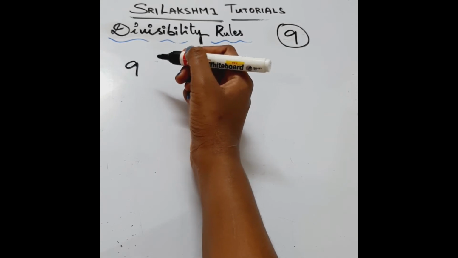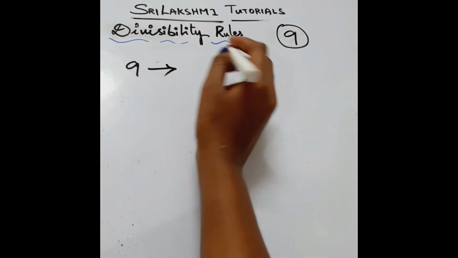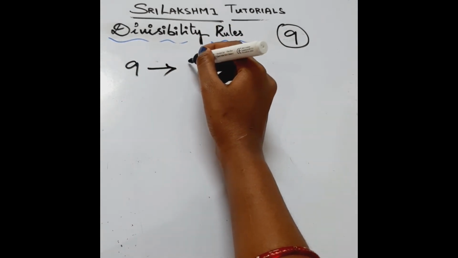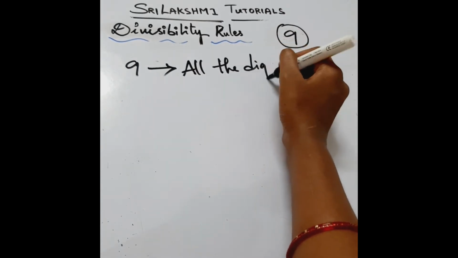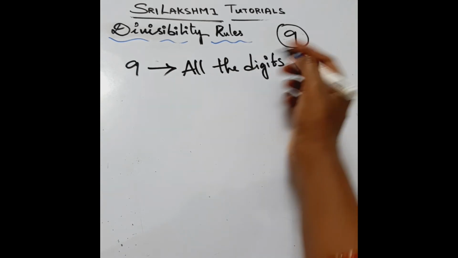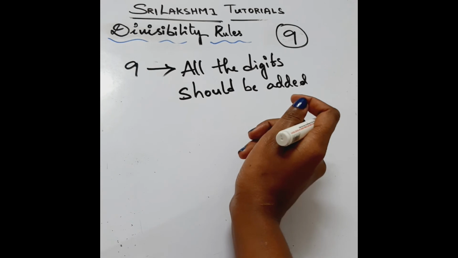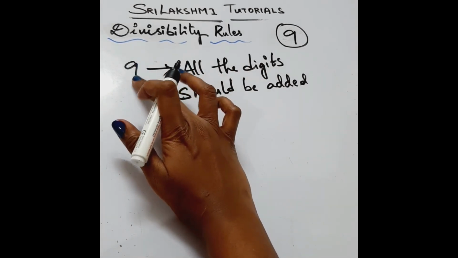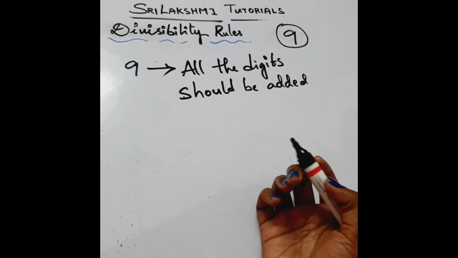The rule for 9 is the same as for 3, children. What is that? All the digits of the number should be added. If the sum is divisible by 9, then the whole number is divisible by 9.